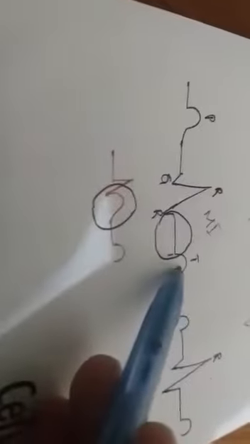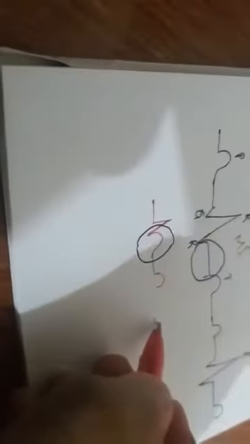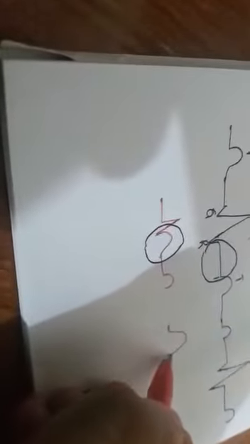This T wave, the hyperpolarized T wave like this, indicates hyperkalemia. And the inverted T wave shows us ischemia.